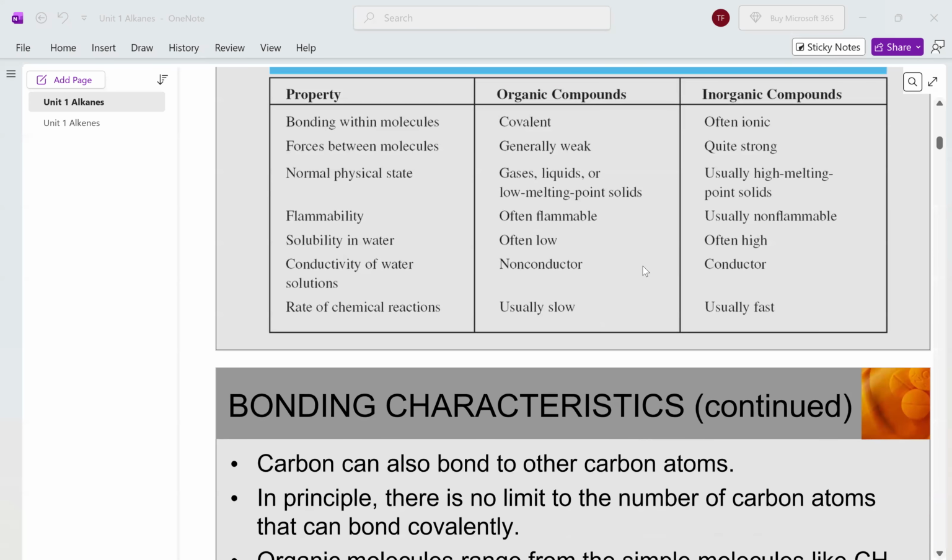Usually they don't conduct electricity. Acids, organic acids, however, conduct electricity quite nicely. There's some other ones as well, but mostly they don't conduct electricity. That means they're not ionic. Rate of chemical reaction, slow. Usually, there's a lot of exceptions. Think about when you start your car in the morning. That's a pretty fast reaction going on in your engine. Really fast. So it's usually.